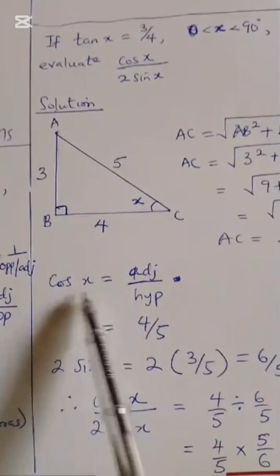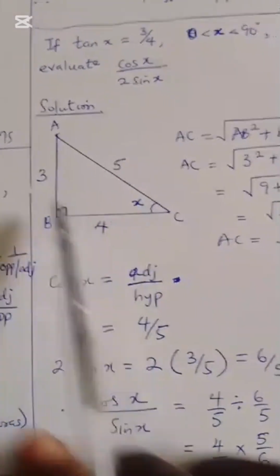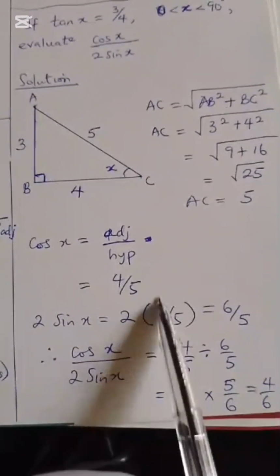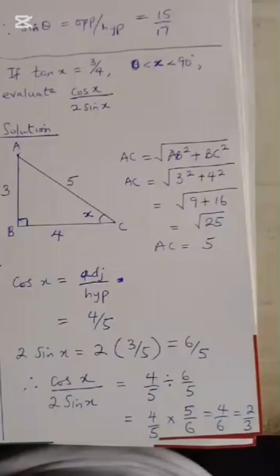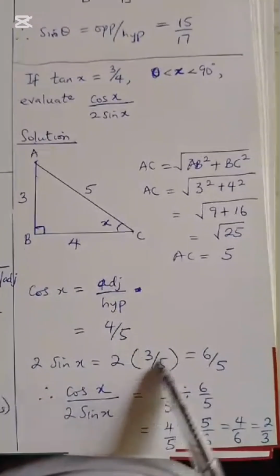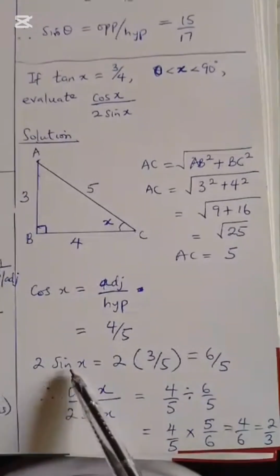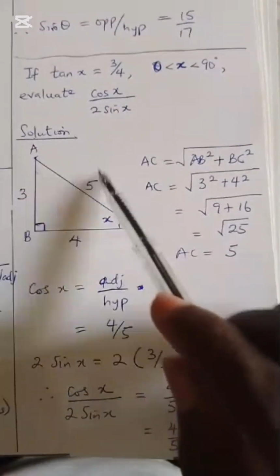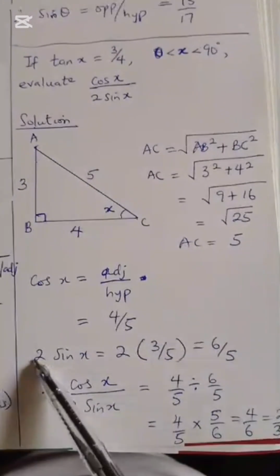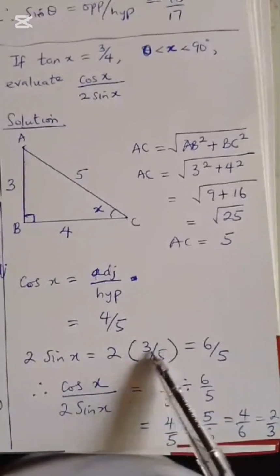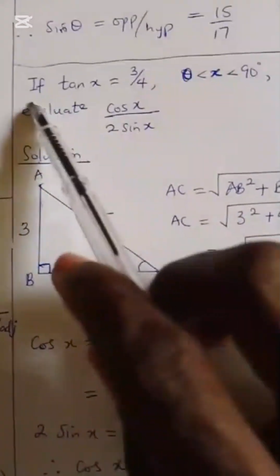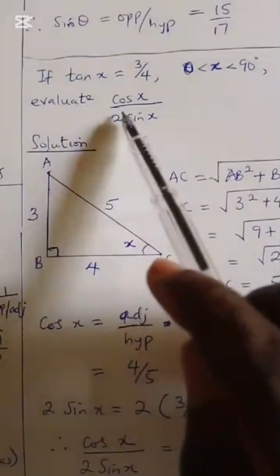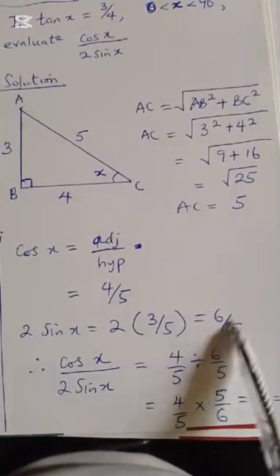All right. So cos x is adjacent 4 over hypotenuse 5. Then sine x is opposite over hypotenuse. Look at it, opposite over hypotenuse, so sine of x is 3 over 5. So 2 sine x, that is 2 times 3 over 5, will give you 6 over 5. The question says to evaluate cos x over 2 sine x. So our cos x is 4 over 5, and our 2 sine x is 6 over 5.